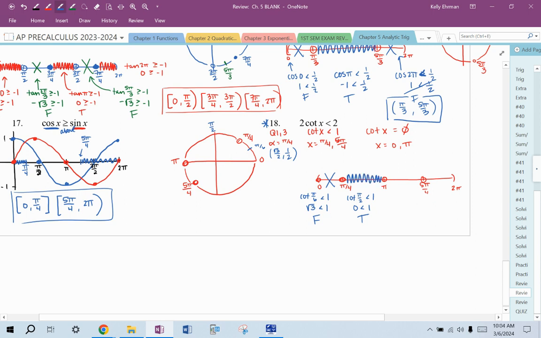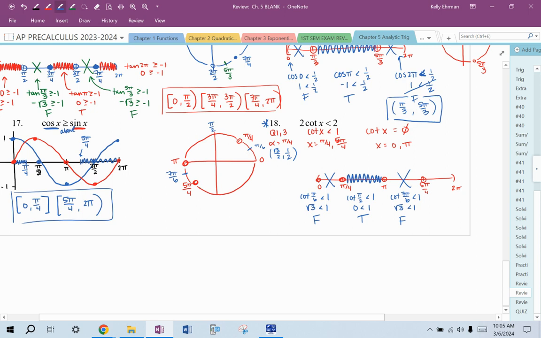And then between pi and 5 pi over 4, the only nice angle we have there really is 7 pi over 6. Remember, it should match up to what you picked on the other side of that. Cotangent of 7 pi over 6 is positive, again, radical 3. So positive radical 3 is not less than 1. Same result I got for the other pi over 6.